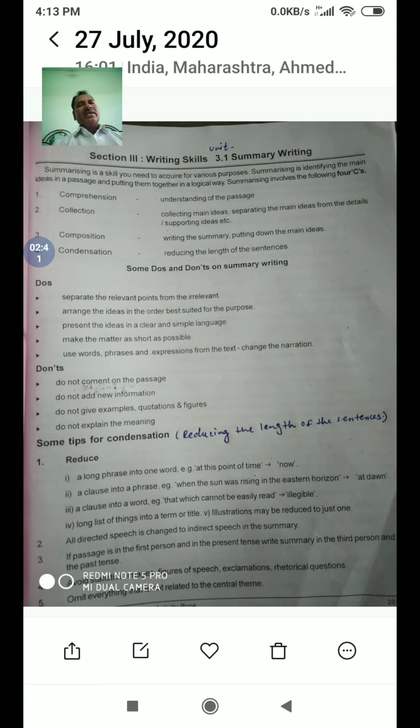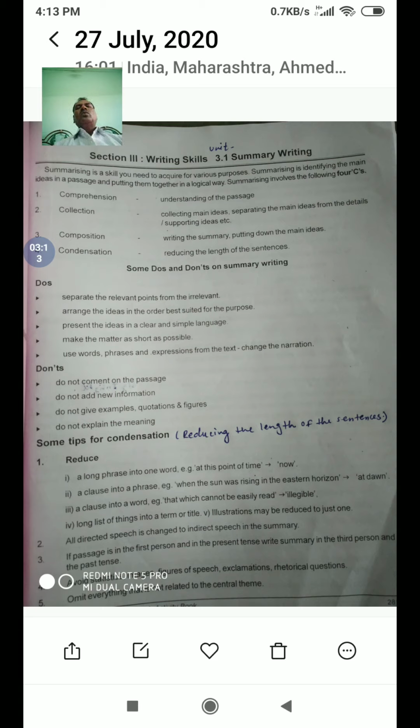Now see the side of don'ts. First one is don't comment on the passage. Second one, don't add new information. Third, don't give examples, quotations and figures. And last, fourth one, don't explain the meaning.